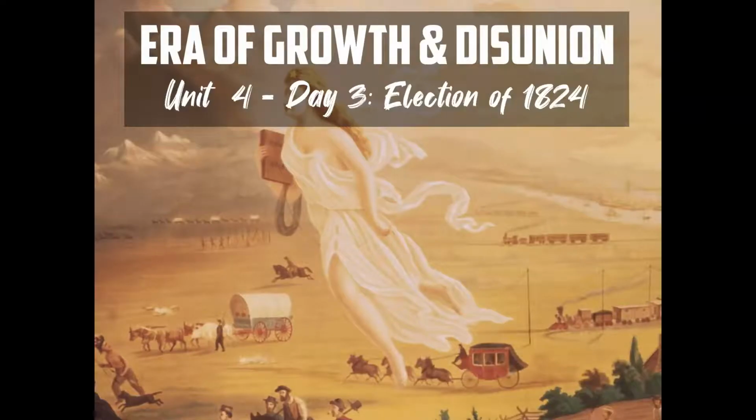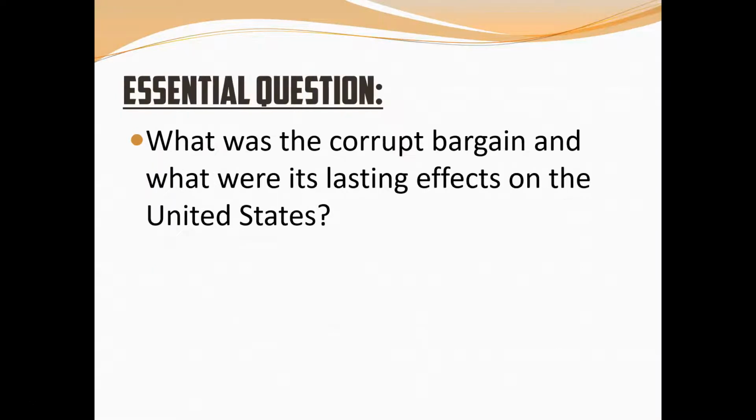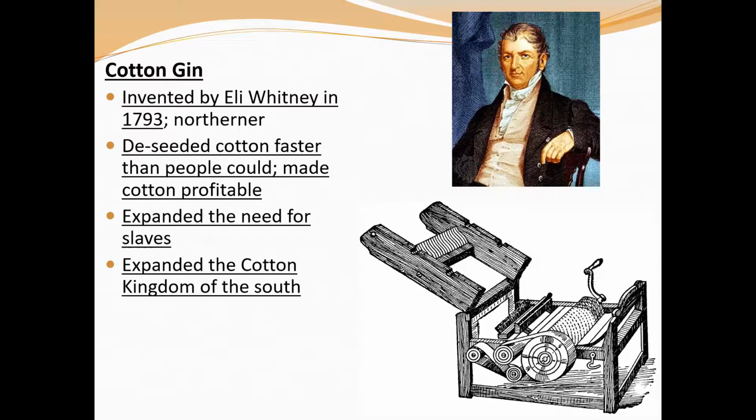Now, today's notes we're going to be talking about the election of 1824, and we're moving on into the 1820s now. I'd like for you to be able to identify the leading cause of the cotton boom in the 1800s, also its impact on the nation, the major political leaders of the election of 1824, and determine some of the issues regarding the election process in 1824. I'd also like for you to be able to answer this question: what was the corrupt bargain, and what was its lasting effects on the United States?